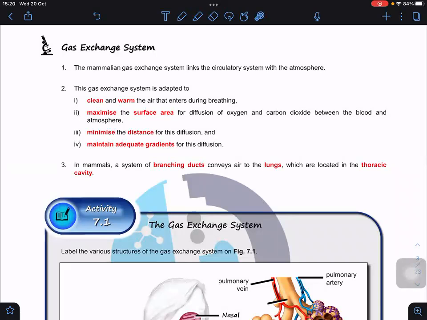Second, we also need to increase the rate of gas exchange, increase the rate of diffusion. So we need to increase the surface area. Which part of our gas exchange system increases the surface area? The alveoli. Okay, write that down. To maximize the surface area, we need the alveoli. And also we need to minimize the distance for this diffusion. Always remember, we want to have a short diffusion distance. Correct or not? So when the diffusion distance is short, then we will be able to have high rates of gas exchange. Correct or not?